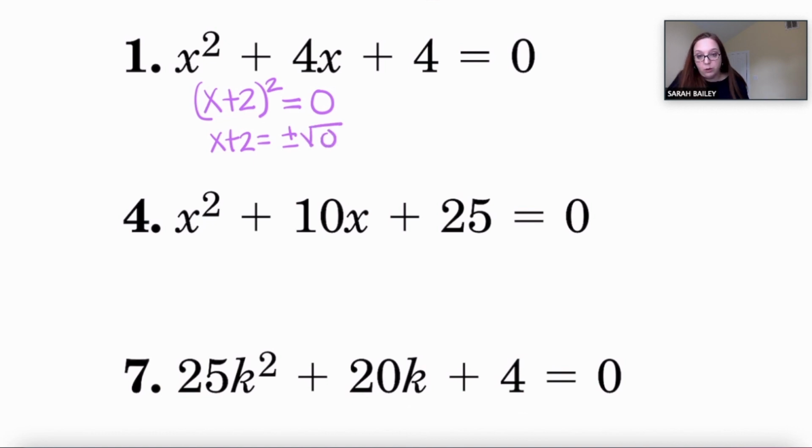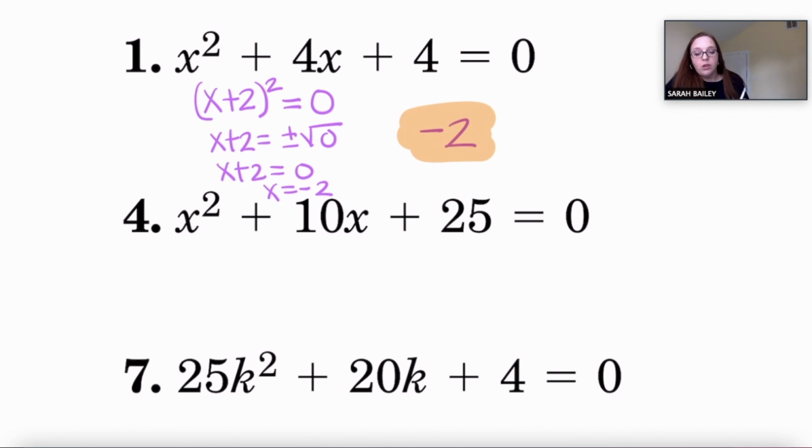Well, 0 is a special case, right? Because the square root of 0 is 0, and you're not going to put that plus or minus because 0 is neither positive nor negative. So when I solve this, x is equal to negative 2. So this is actually a special case. This just has negative 2 as its root.